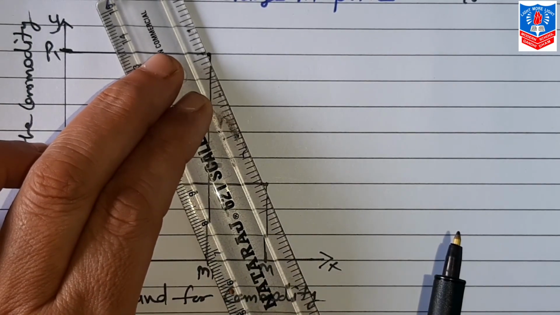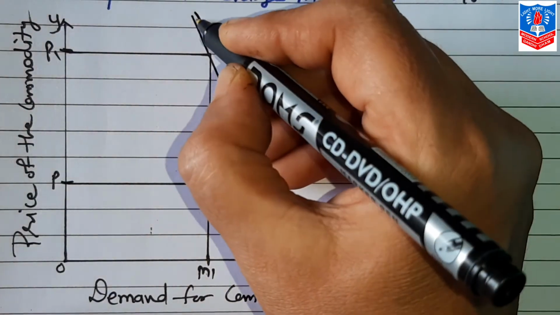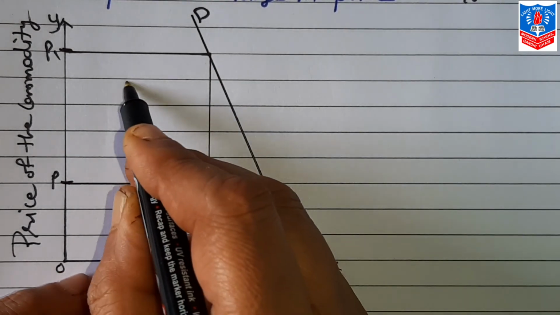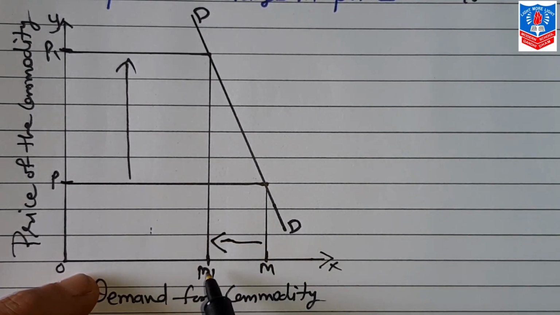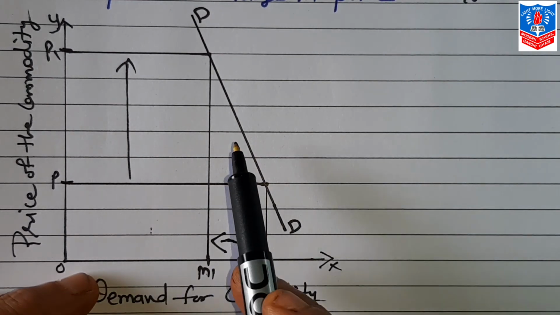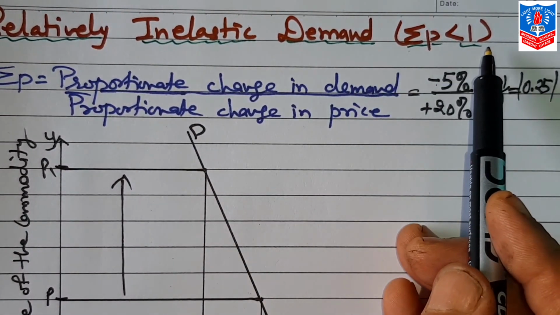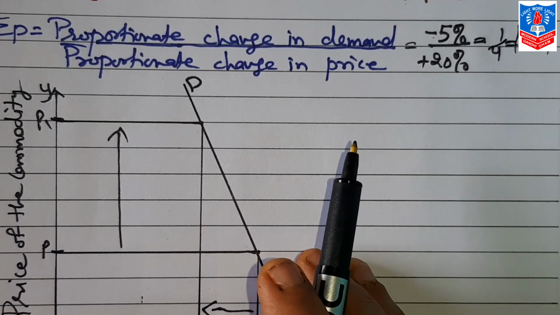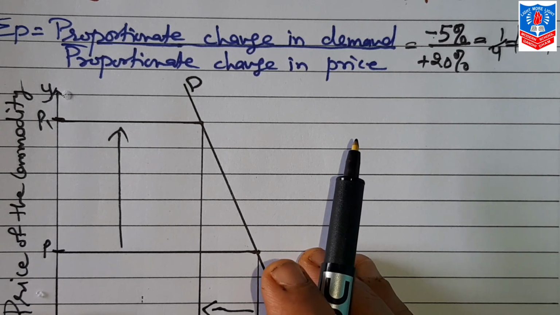So here you can see, the way we get the demand curve is this way. Now here you can see what increase there is in the price and what decrease there is in demand. This is more and this is less. So in that case, this is known as relatively inelastic demand, which is less than 1, that is 0.25. So here these are the 5 types of degrees of price elasticity of demand.